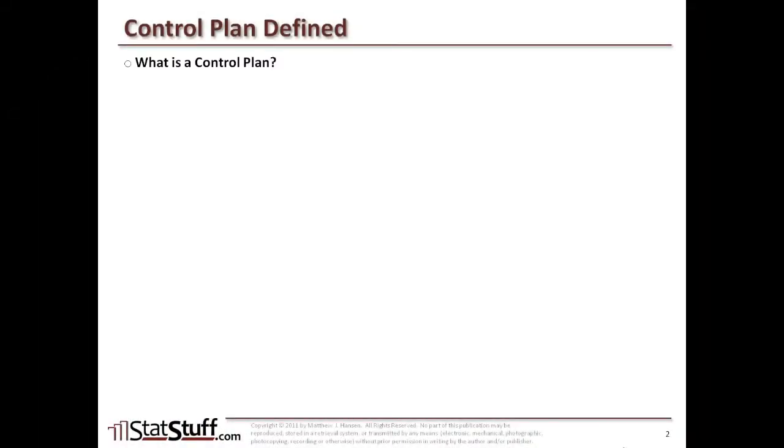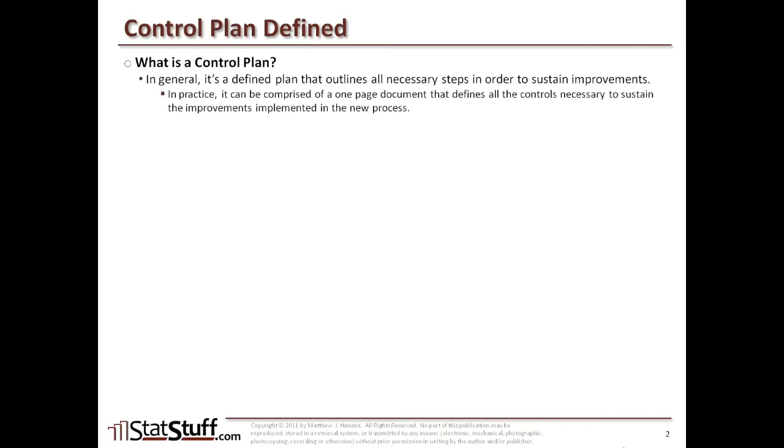The control plan is a defined plan that outlines all the necessary steps in order to sustain whatever improvements were just implemented. So in practice, it's going to be comprised of a one-page document that's going to define all the controls that you need in order to make sure those improvements are sustained in the new process that was just implemented or changed. There are lots of different versions that you can use for a control plan. What I'm going to show you in just a minute is one example that uses a direct and simplified version of one.